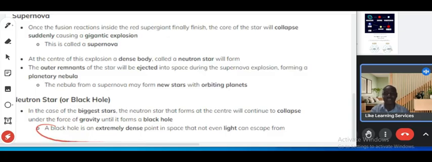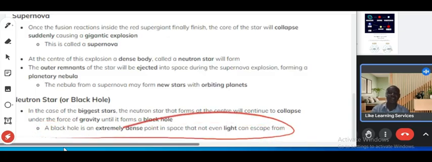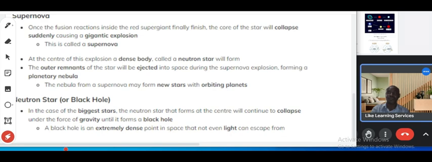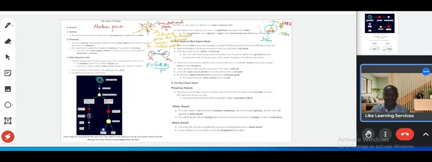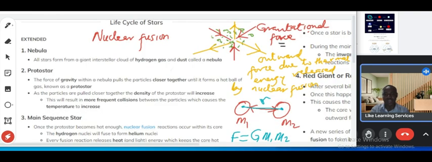That's the last stage of a star that is about 8 times the mass of our star, our own sun, which we call 8 solar mass. When we say 1 solar mass, it is the mass of our star, our own sun. If we say 5 solar mass, it's 5 times the mass of our sun. 8 solar mass is 8 times the mass of our own sun. All right. That's about the sequence of the life cycle of a star.